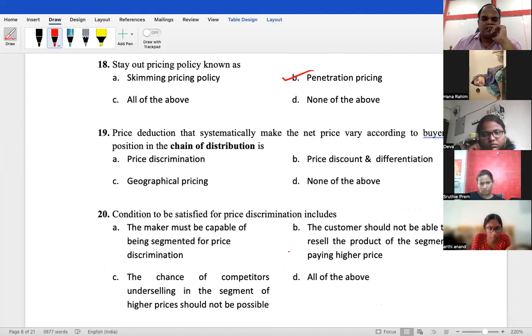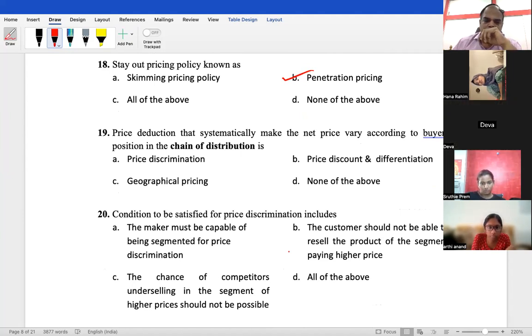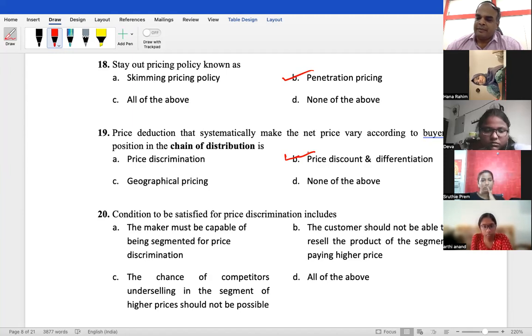Price deduction that systematically makes the net price vary according to the buyer's position in the chain of distribution is: chain of distribution, price discrimination, price discount and differentiation, geographical pricing, none of the above. The answer is B, price discount and differentiation. I told you about the example of book sales, right? Bulk purchase, library copy, author's copy, differential price according to the chain of the distribution channel.